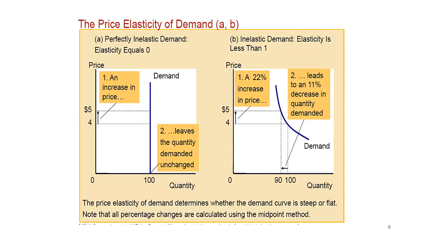First we'll start with the perfectly inelastic demand, where elasticity is 0. You can see it is vertical. As price increases from 4 to 5, quantity remains 100. Inelastic demand is generally steeper. At $4 they're demanding 100 units, at $5 they're demanding 90 units. So a 22% increase in price leads to only an 11% decrease in quantity demanded, which makes it inelastic, because the percentage change in quantity demanded is less than the percentage change in price.